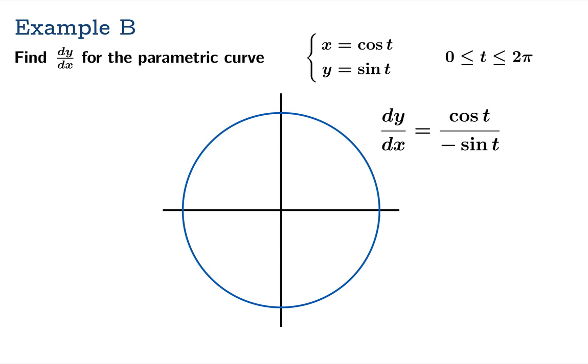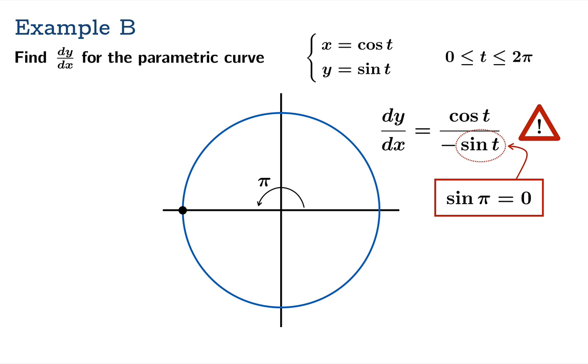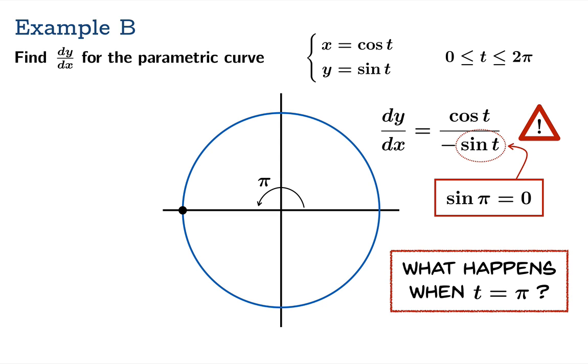Let's take a closer look at what happens when we substitute pi into this formula. There's a little bit of a problem because sine pi is 0, and so the formula breaks down. Well, what happens when t equals pi?